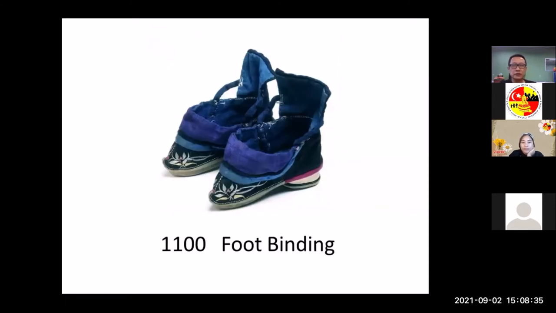Okay, next. This is from China, which appeared about 1,100 years ago, called foot binding. The Chinese practice of foot binding began just before or during the Song Dynasty. It involved tightly wrapping the feet of young girls to prevent them from growing. It was banned in 1911 as a brutal and disabling practice. It was previously an accepted part of a young girl's life and continued in some rural areas until the 1930s.